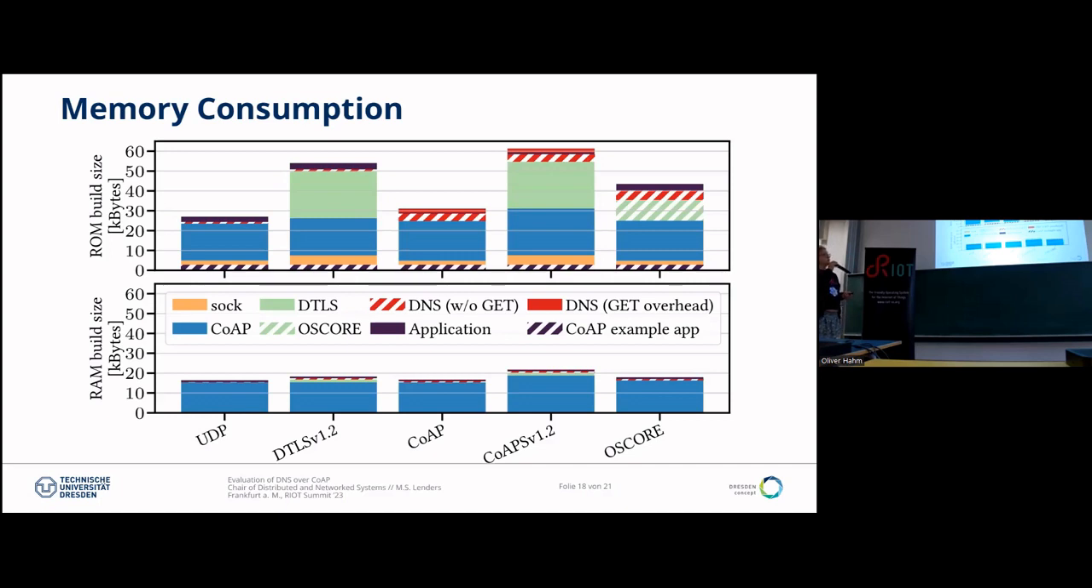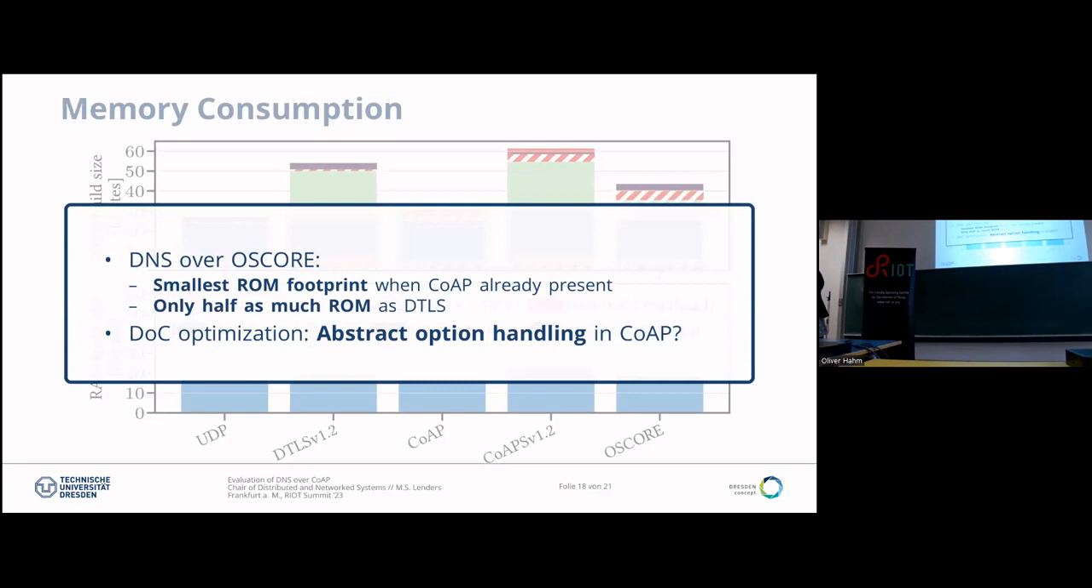But if we look at CoAP over DTLS and OSCORE, we see, of course, DNS over DTLS is a little bit bigger than DNS over CoAP, because there's a little bit more complexity going on, since CoAPS will be put on top. But with OSCORE, the encryption part is only half as big. So if there is already a CoAP application present, this is the best method to encrypt your DNS traffic for the IoT at least, because it has the smallest ROM footprint and only uses half as much ROM as DTLS for the encryption.